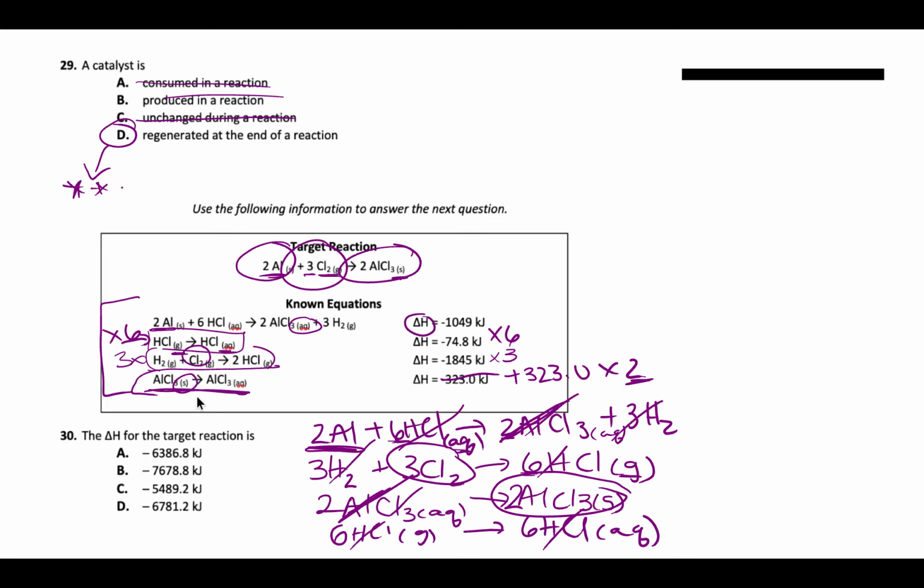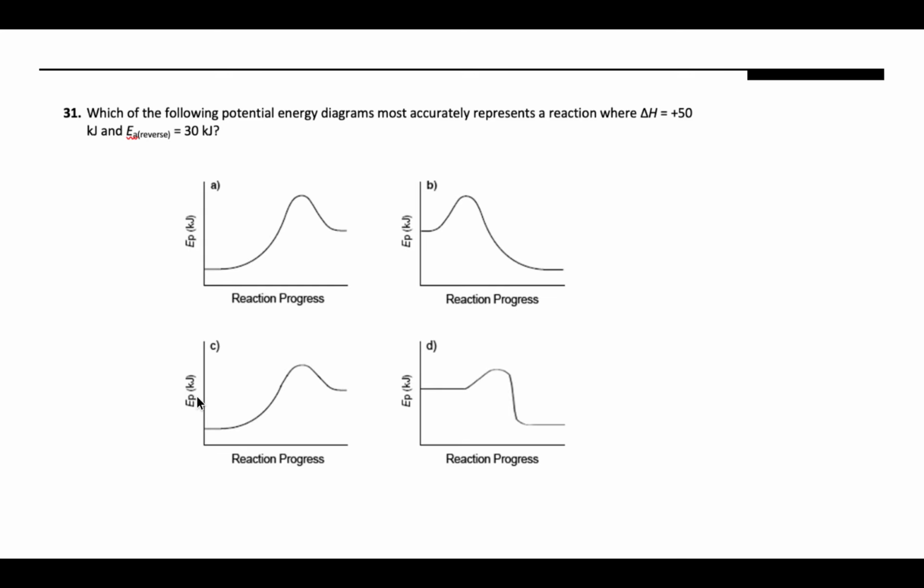Now my last step, and the one I actually need, is paying attention to all my delta H's and how I manipulated them, and adding them all together. So starting with the first, negative, and then the second one multiplied by 6, the third one multiplied by 3, and the last one we flipped that sign and multiplied it by 2. Adding it all together, we'll see that the answer is A. Okay. Almost at the end here, number 31.